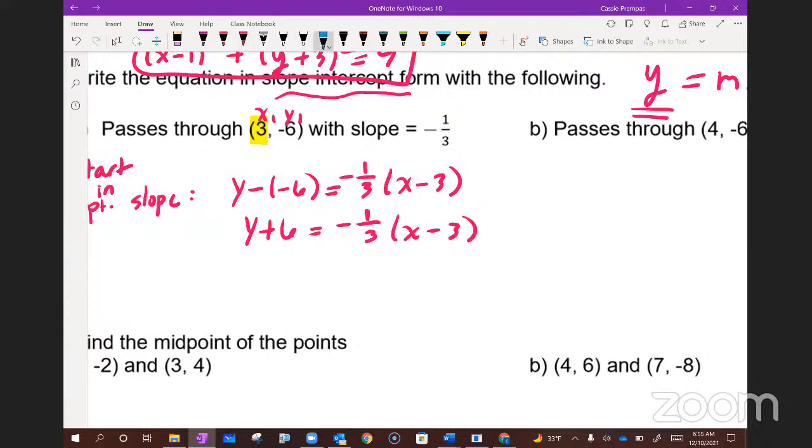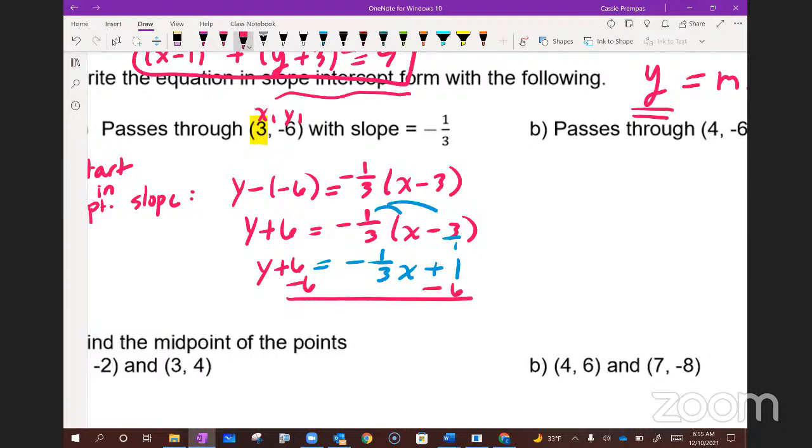I distribute that -1/3, and that's -1/3 x plus, if you think about multiplying this, you multiply the numerators, so that'll be 3 over 3, which is 1. And I still have y plus 6 over here. So lastly, I subtract 6, and there's my equation. Y equals -1/3 x minus 5.